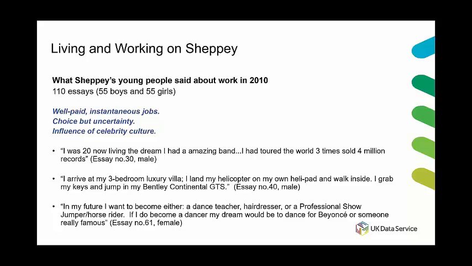Again, you get a feel for the restudy from looking at the quotes and see how young people in 2010 had very different views of the world from young people in the late 1970s. So one boy wrote that he had an amazing band and toured the world 3 times and sold 4 million records. Another thought he would own a 3-bedroom luxury villa, a helicopter, and a Bentley. Finally, the girl at the bottom who wanted to be anything from a dancer to a hairdresser to a horse rider, and if a dancer, her dream would be to dance for Beyonce or someone really famous. So quite a shift in possibilities for young people today.